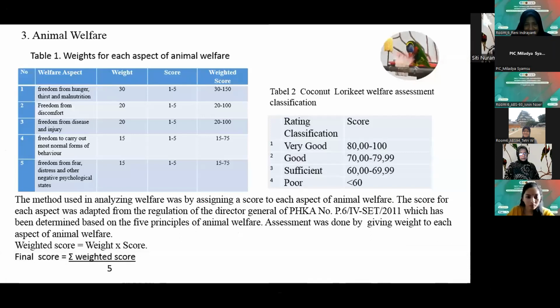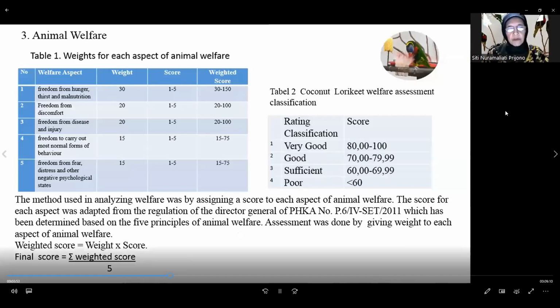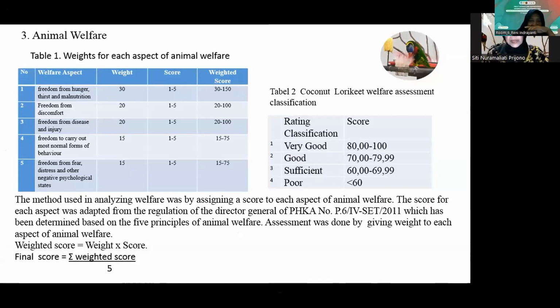Method of animal welfare. The method used in analyzing welfare was by assigning a score to each aspect of animal welfare. The score for each aspect was adapted from the regulation of the Director General of PHKA number P6, 2011, which has been determined based on the 5 principles of animal welfare. Assessment was done by giving weight to each aspect of animal welfare. Weighted score is equal to weight times score. Final score is equal to the sum of weighted scores divided by 5.